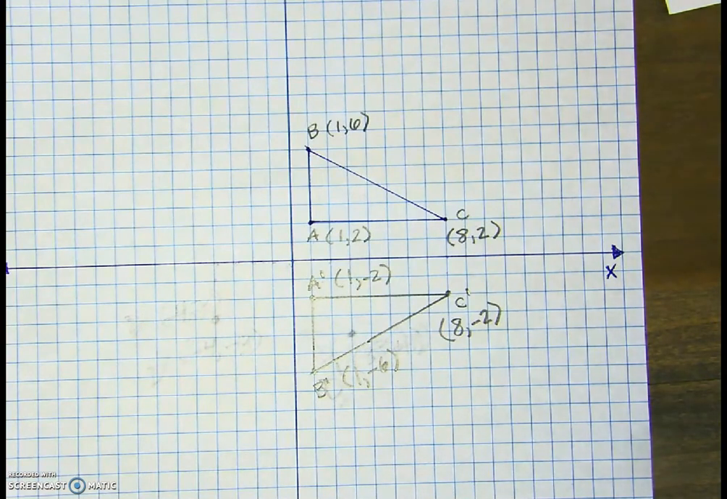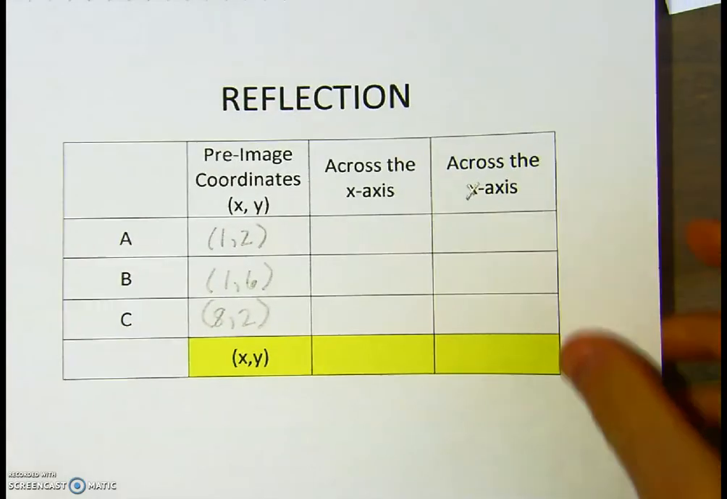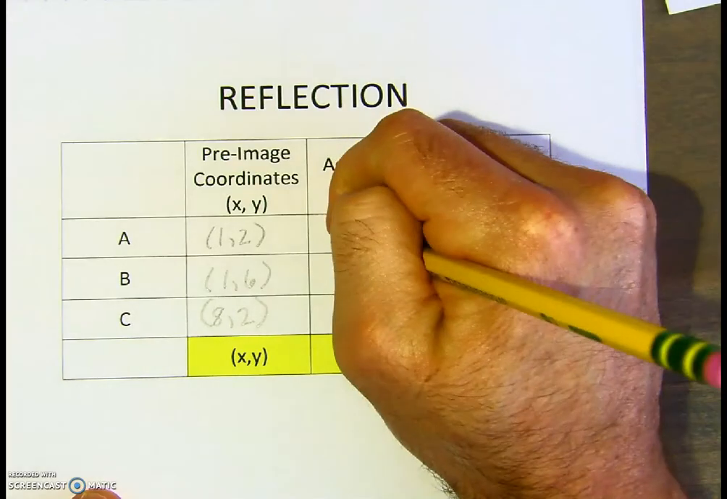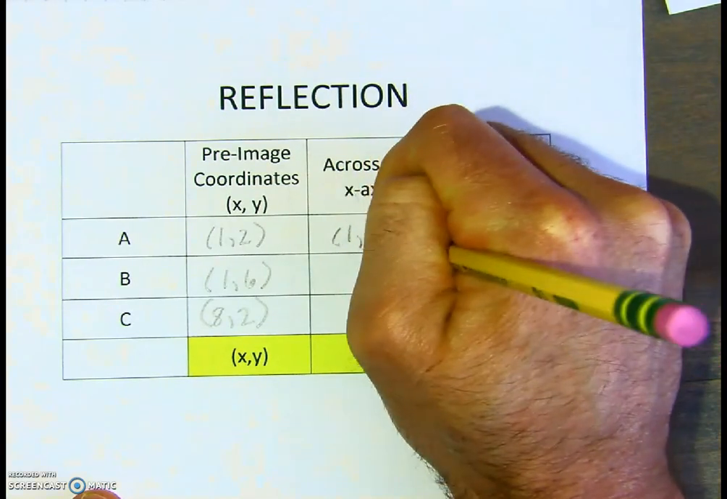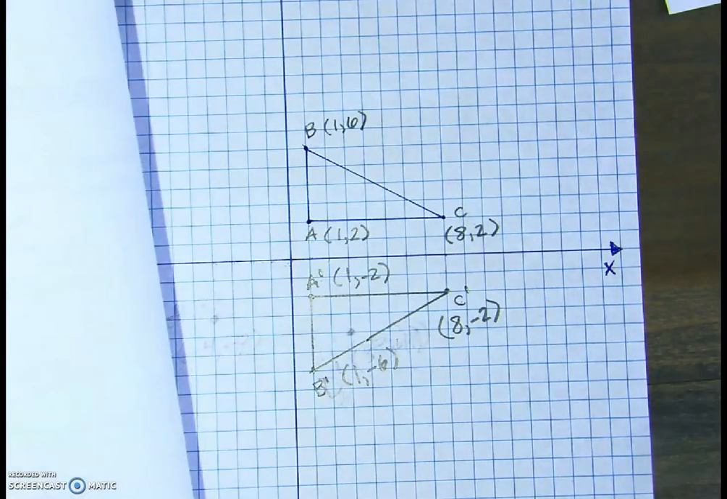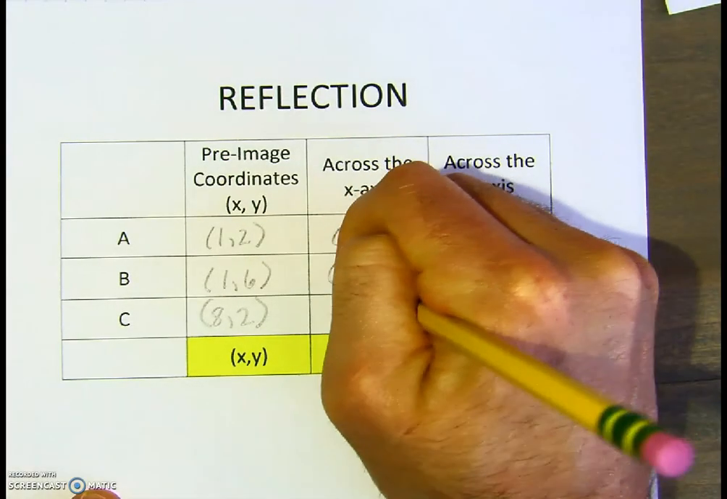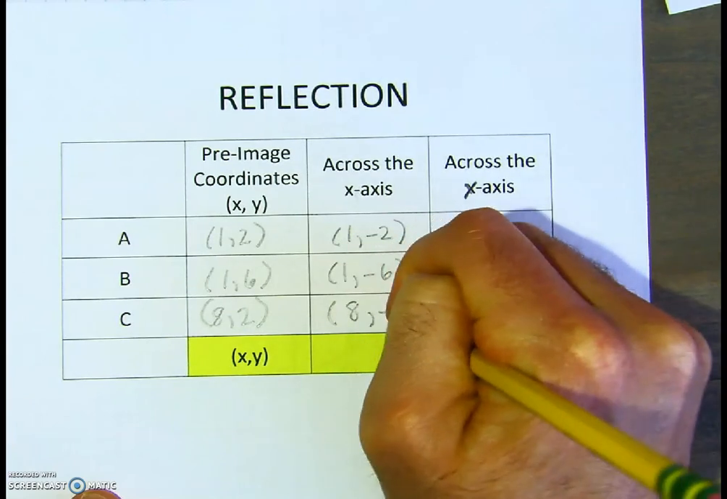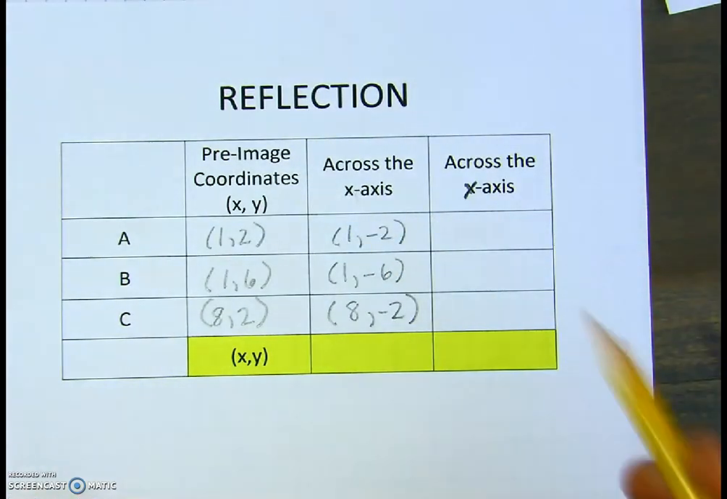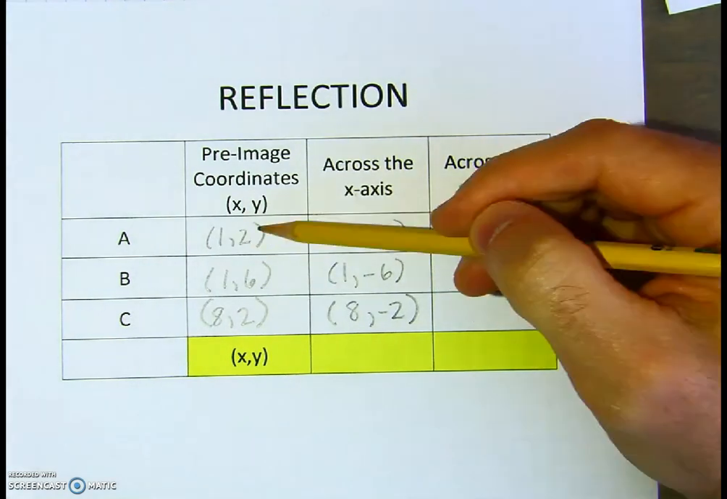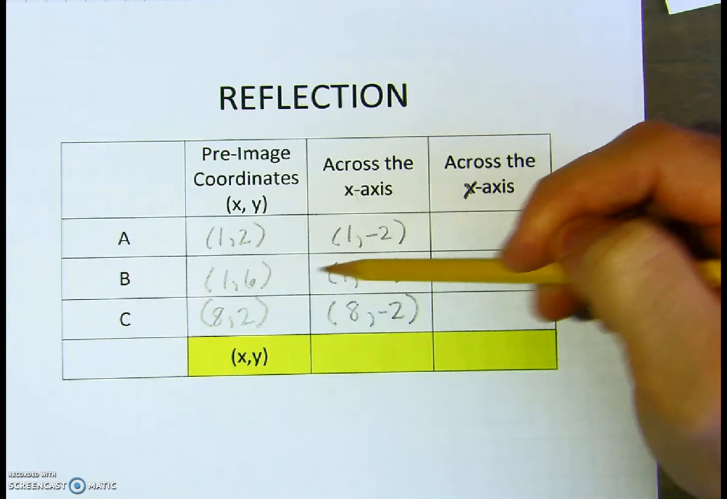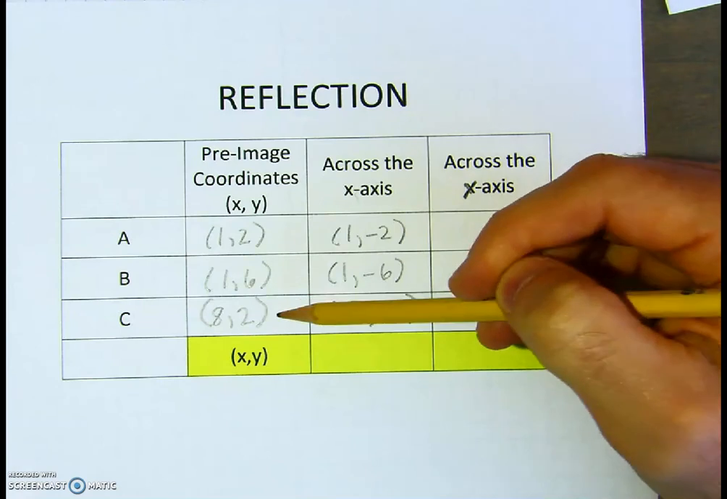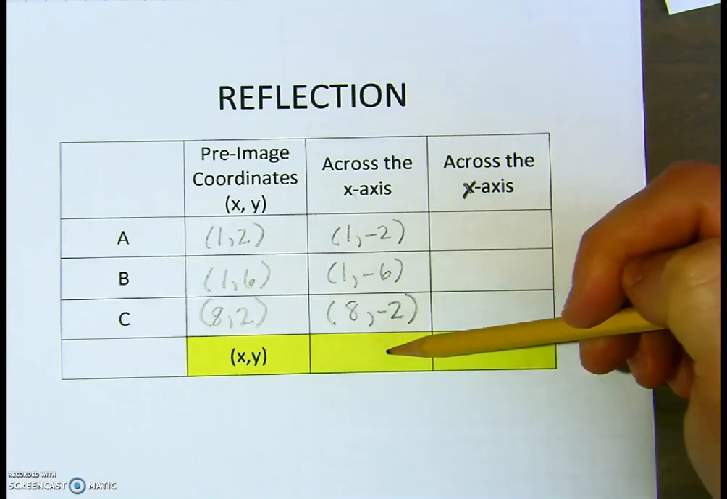Let's record those right over here on this notes page. All right, so A prime became 1, negative 2. B prime became 1, negative 6. And I think I can already see what the rule is going to be. C prime became 8 comma negative 2. So this isn't a coincidence, what you're seeing right here. There is definitely a relationship between the pre-image coordinates and the coordinates when they get reflected across the x-axis. So just like last time, your job is to see if you can figure out what the rule is.